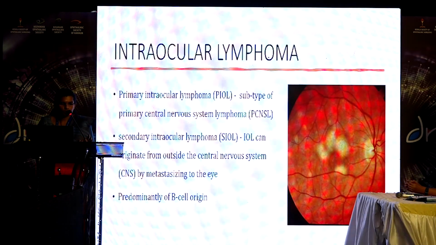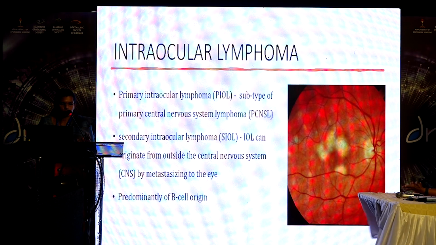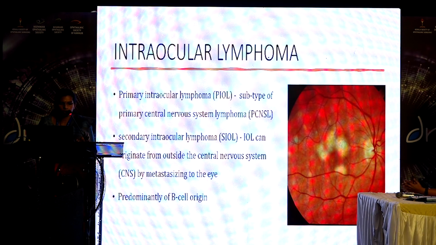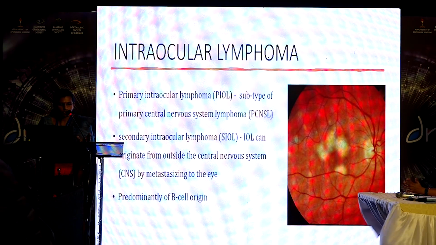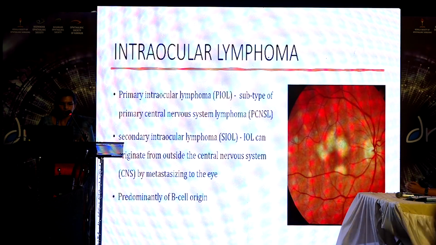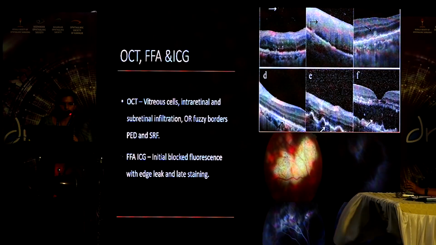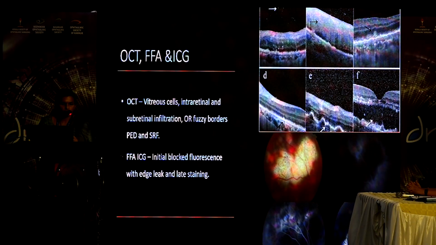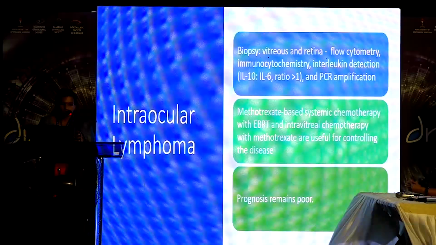Now coming to intraocular lymphoma, it can be primary or secondary. Primary means it's associated with primary central nervous system lymphoma, and secondary means lesions originating from outside the CNS by metastasis to the eye. It's predominantly B cell in origin. OCT shows characteristic findings with vitreous cells, intraretinal and subretinal infiltration, outer retinal fuzzy borders, PED and SRF. And in FA-ICG we can see initial blocked fluorescence due to the lesion with edge leak and late staining.